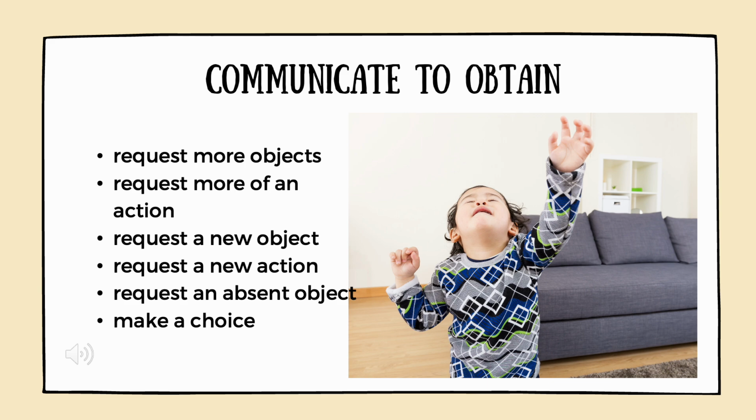Children learn at a very early age to communicate for the purpose of obtaining something. So this is going to be things like asking for more of an object that they like. Maybe I want more of those Cheetos. Requesting more of an action, such as pick me up. Requesting a new object, so something that they can't see but they know exists. Like, I want that toy that's hidden in my closet. Maybe they're requesting a new action, so something that hasn't been happening before. They may communicate to request an object that's absent or to just make a choice.